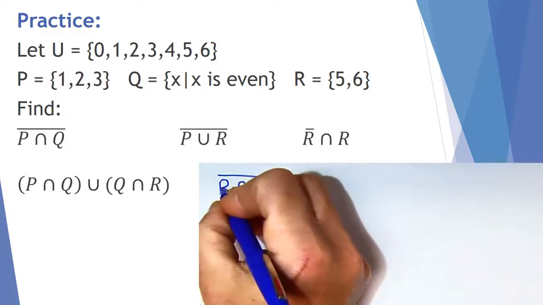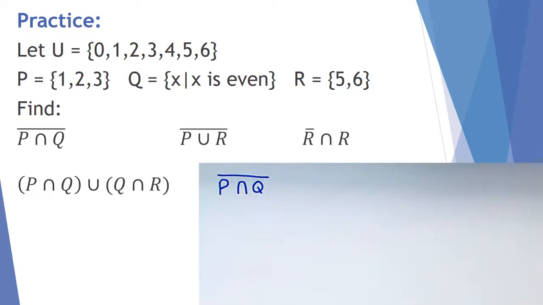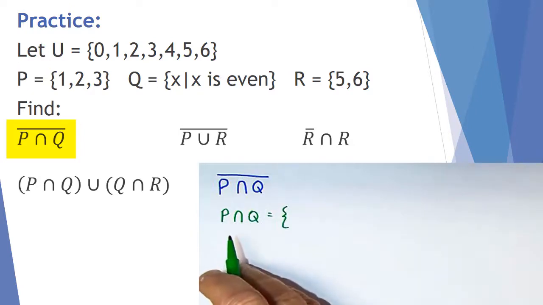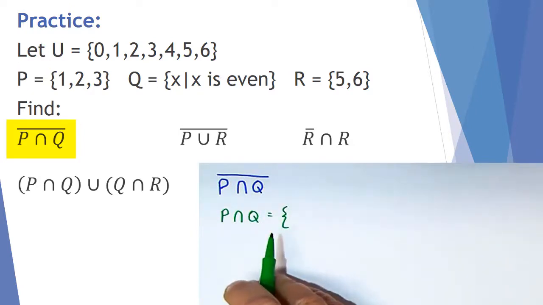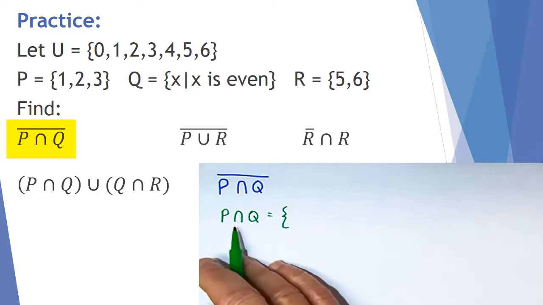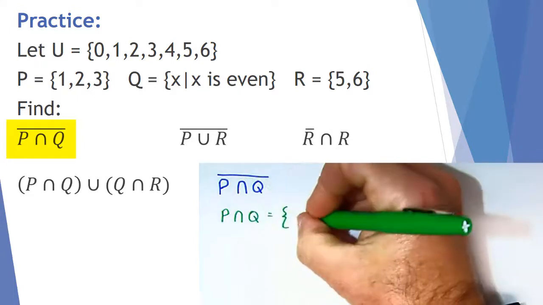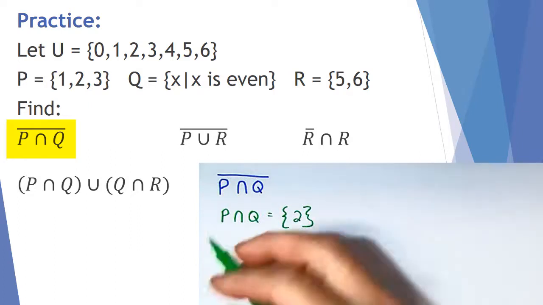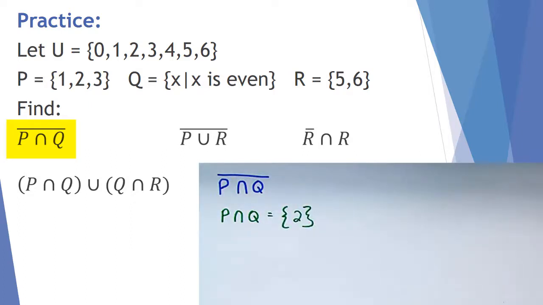Okay, our first one, we want the complement of P intersect Q. So before we can find the complement of P intersect Q, we better figure out what P intersect Q is. So let's start with that. Since P consists of the numbers 1, 2, and 3, and Q is all the even numbers, then P intersect Q will be the numbers that are in both, where P and Q intersect. And so the number has to be even and in set P, and the only number that's in both is the number 2.